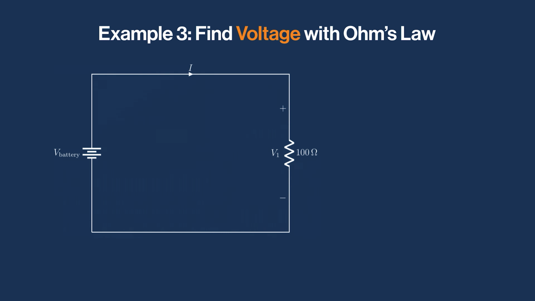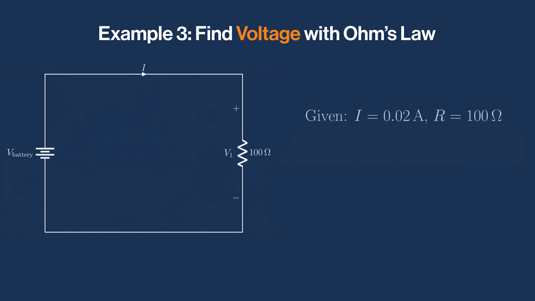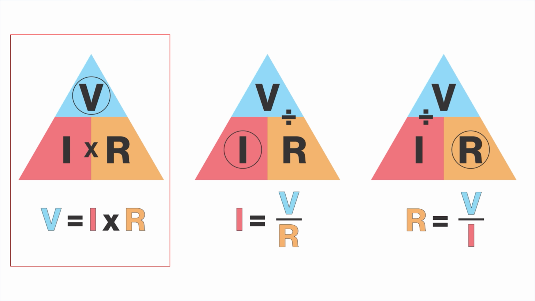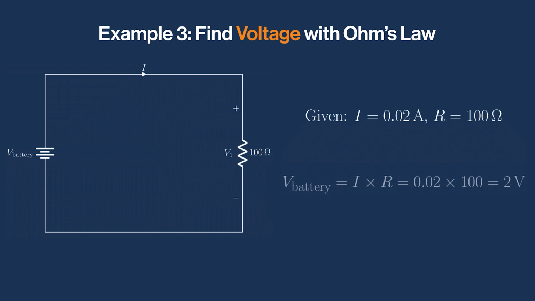Okay, let's try reversing the question. Let's solve for voltage. Let's say we know the current is 0.02 amps and we have a resistance of 100 ohms. Well, using Ohm's law, we know V equals IR. We multiply everything together and we know that the voltage is 2 volts. Ohm's law works in any direction, depending on what values you know.